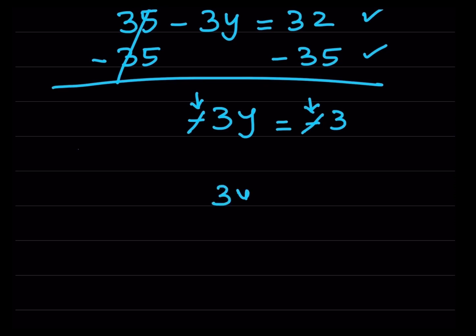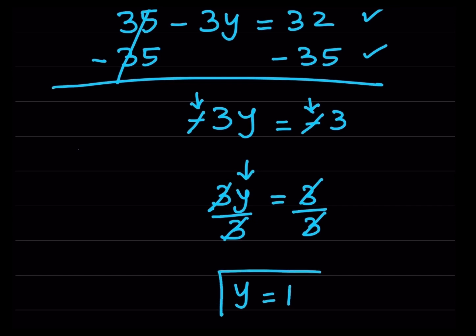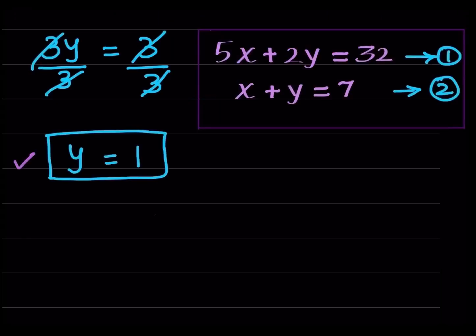So 3y is equal to 3. I want only the y variable, so I'm going to divide by 3 on both sides of the equation so that these two cancel out and these two cancel out. So y is equal to 1. We found the value of y.